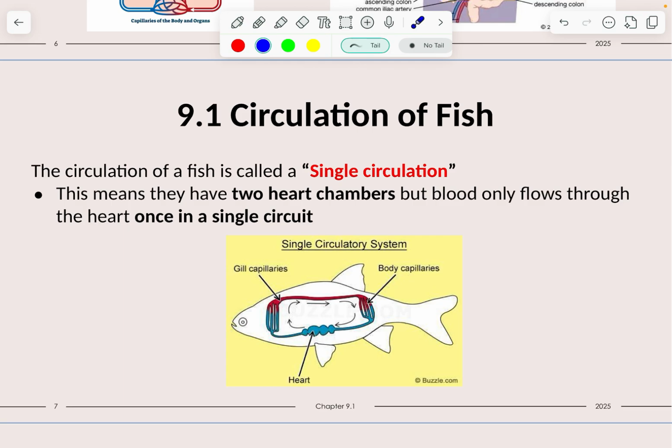So when exam questions ask you to describe, you must be able to say that the single circulation works by blood flowing through the heart once in one circuit.